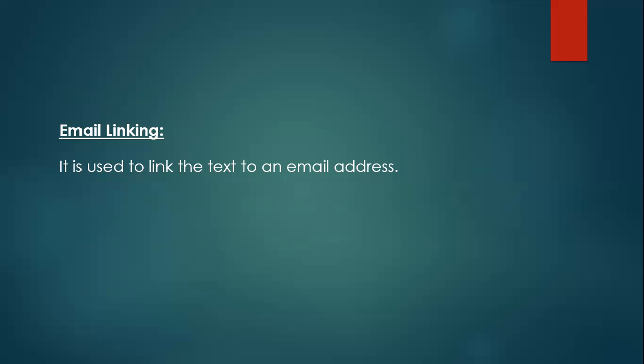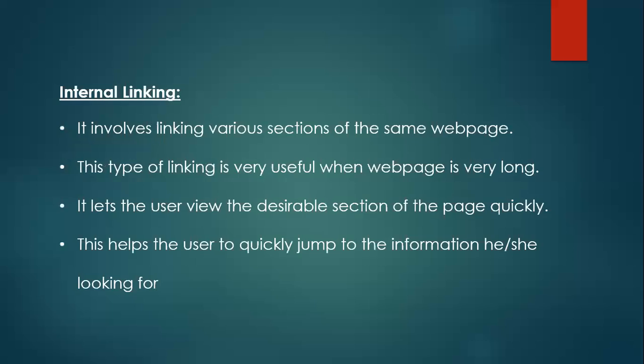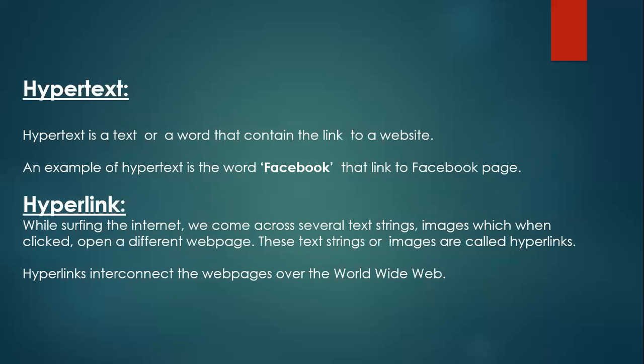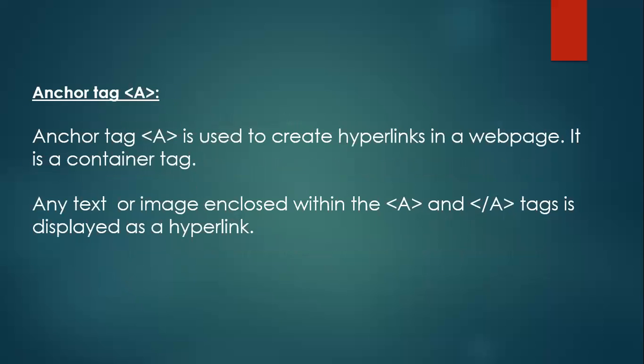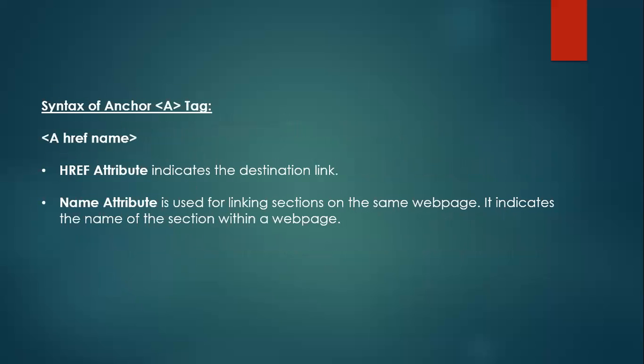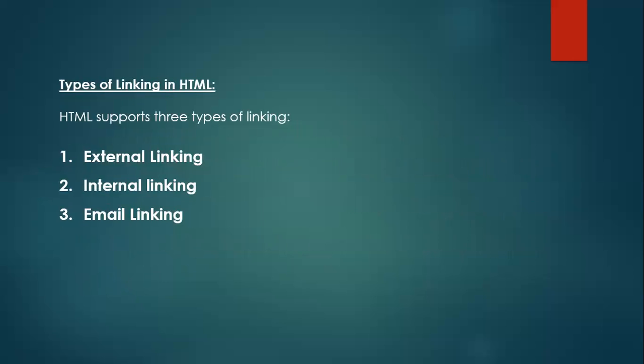In today's session, we have seen hypertext and hyperlink, the anchor tag A, and what the syntax of the anchor tag is. The anchor tag has two attributes, that is href and name attribute. Types of linking: external, internal, and email linking. We have seen all these things, and this session was only the theoretical session.